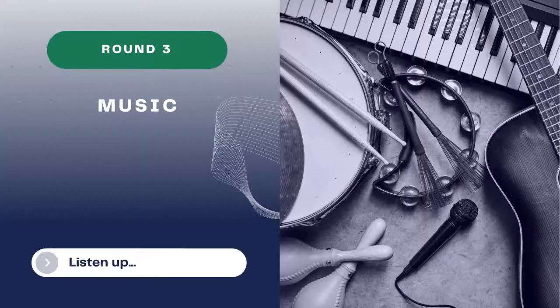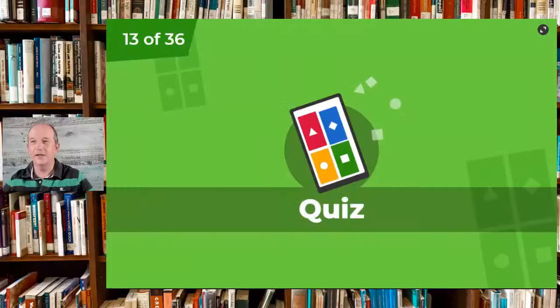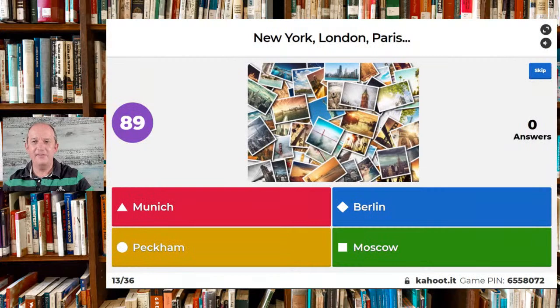So the next round coming up, and happy days, it's the music round. So we'll get that going with round one, question one in the music round. Here we go. And the question is: New York, London, Paris. Is it Munich, Berlin, Peckham, or Moscow?